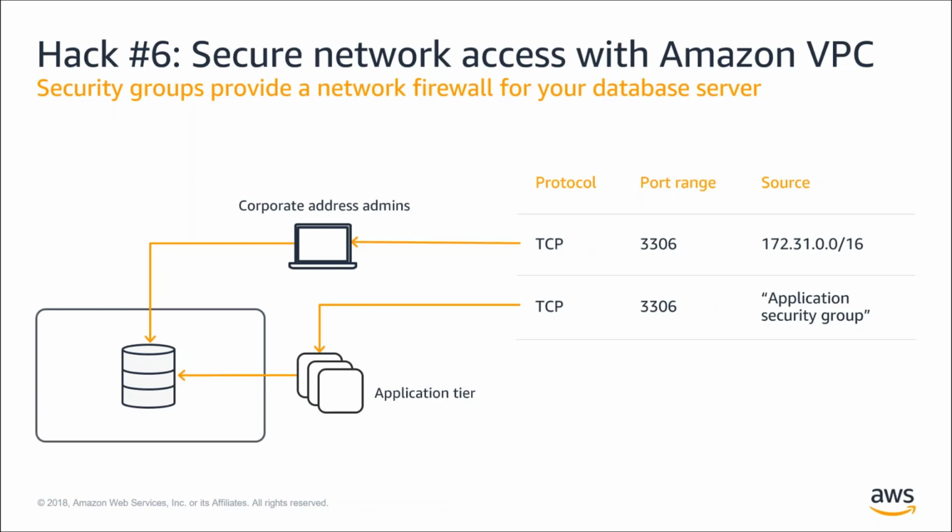And how this works is through the use of VPC security groups. Think of those as a network firewall for your database server. And you can specify a set of access rules for every database. And a rule is a protocol and a port range that allow you to say who can access your database. You can say a specific IP address or a block of IP addresses or another security group.